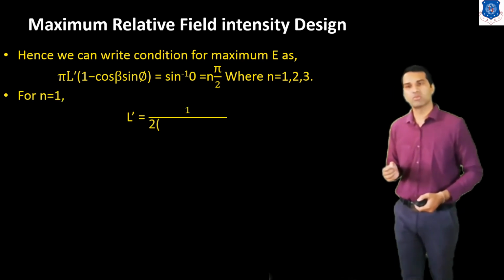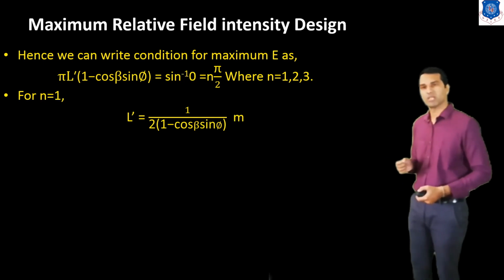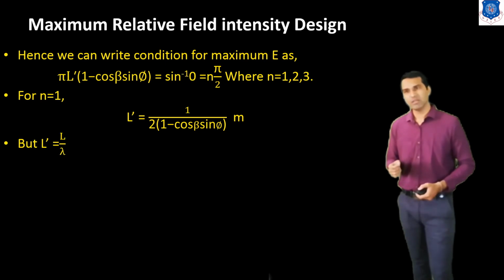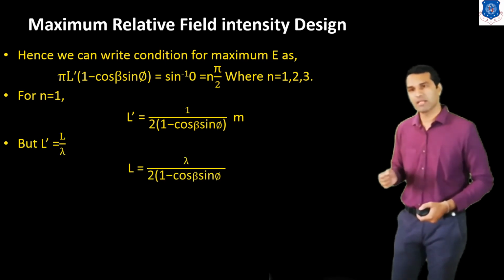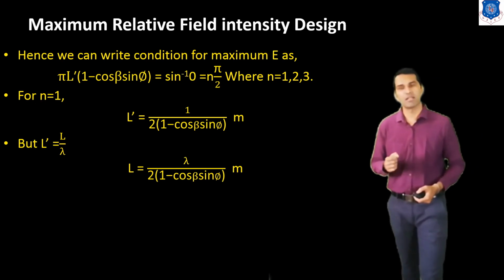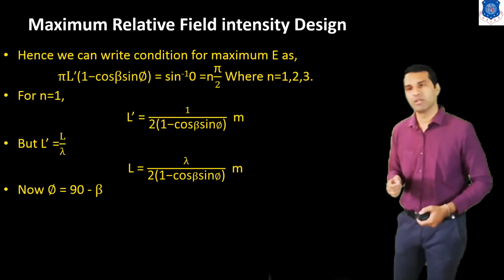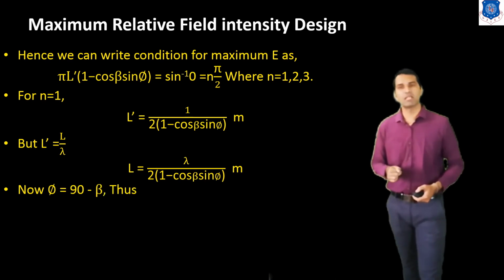So for n equals to 1, we can get L dash equals to 1 upon 2 (1 minus cos beta) sine phi. But we know that L dash is nothing but L by lambda. So we can write L equals lambda upon 2 (1 minus cos beta) sine phi, and the unit is meter. Now we consider phi equals 90 minus beta.